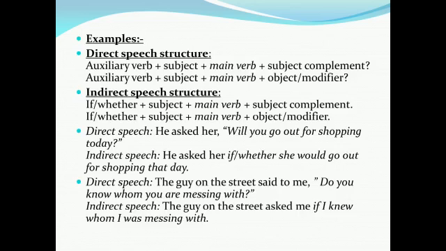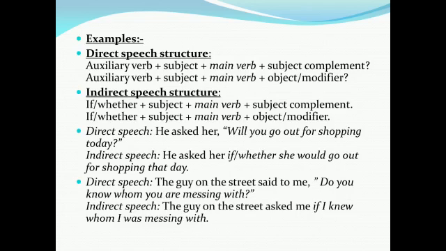So auxiliary verb plus subject plus main verb plus object or modifier, question mark. So this is how it is to be written, we'll see now. In indirect speech, if and whether plus subject plus main verb plus subject complement, and if or whether plus subject plus main verb plus object or modifier. Now let's see how you'll understand this formula in the form of an example.